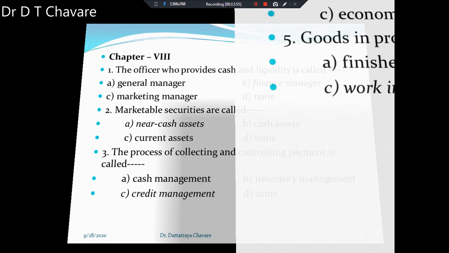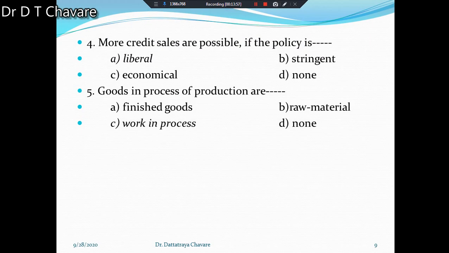Then another question: more credit sales are possible if the policy is dash dash. Four options are given. The first option is liberal, then strengthen, economical and none. What will be the correct answer? Liberal is the correct option for this question.